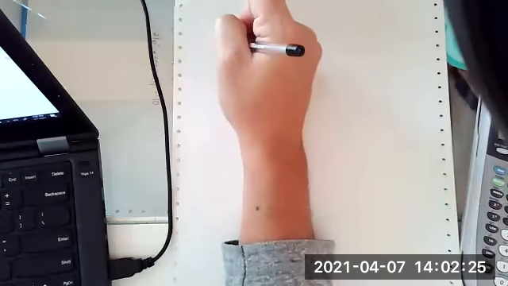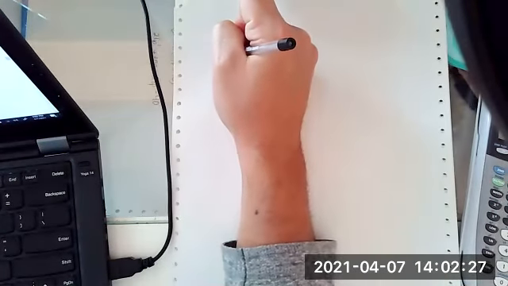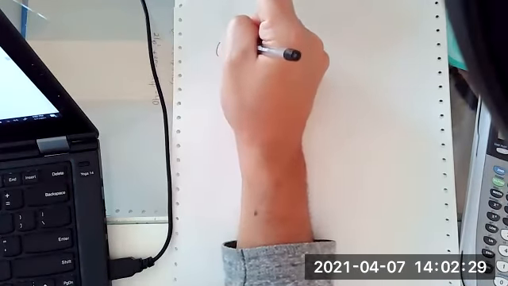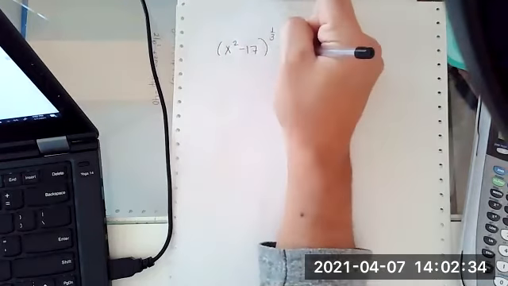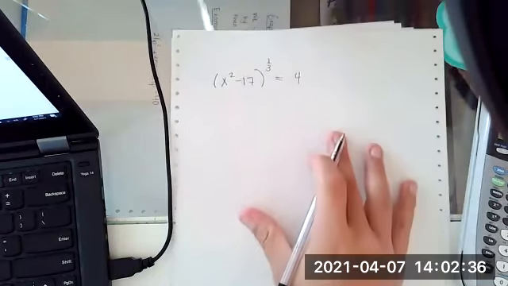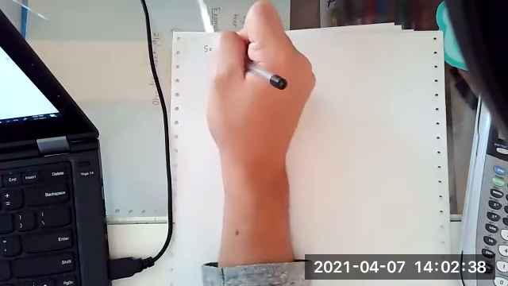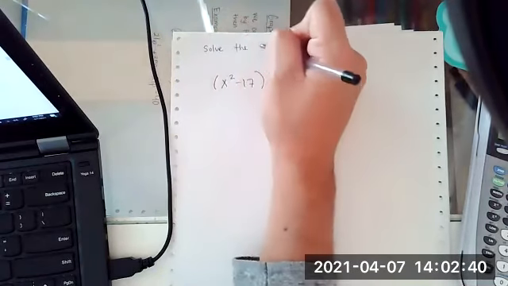Let's do this one. x squared minus 17, all raised to the 1/3 power, is equal to 4. We're going to solve the equation.